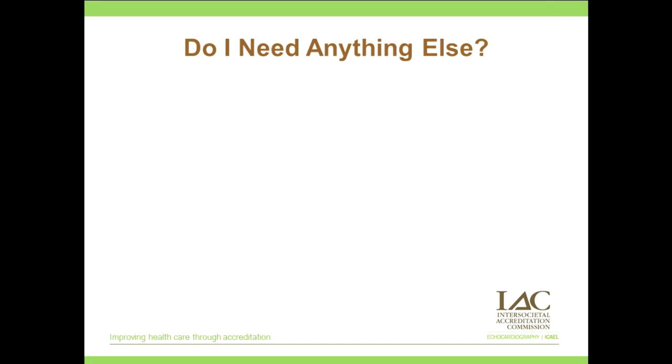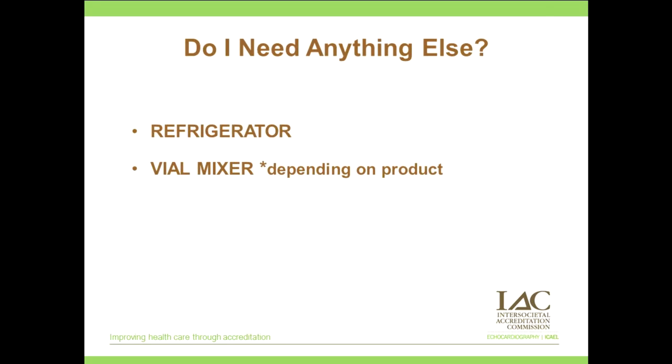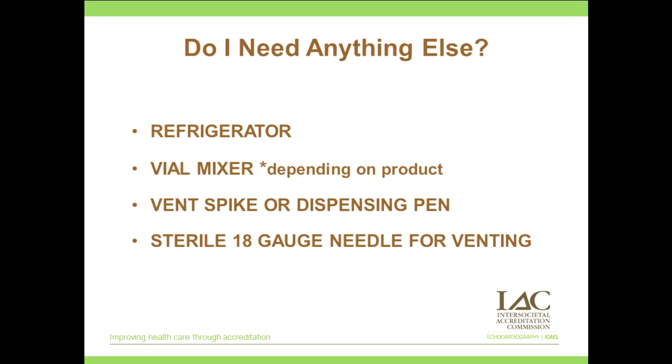Do you need anything else? Yes, you do. You'll need a refrigerator because contrast needs to be stored in the refrigerator. You'll also need a vial mixer, depending on the product. You're going to need a vent spike or dispensing pen for venting. Or instead of the vent spike or dispensing pen, you can use an 18 gauge needle for venting.